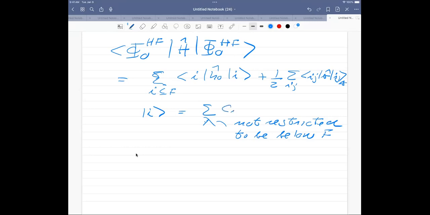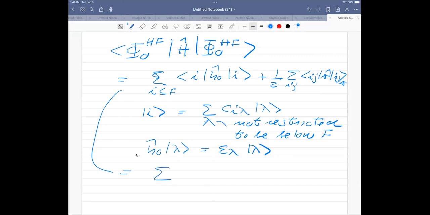So we would then have an overlap coefficient, C i lambda, and then I would have my state lambda here, where we have assumed that these states lambda are eigenstates of this operator here. So in principle, lambda runs from 0 to infinity, but we will make a truncation there, and that will define the active space which we have with hole states and particle states. So if we then insert that in the equations, we can now rewrite this term here, and this is where we're going to stop before we take a break.